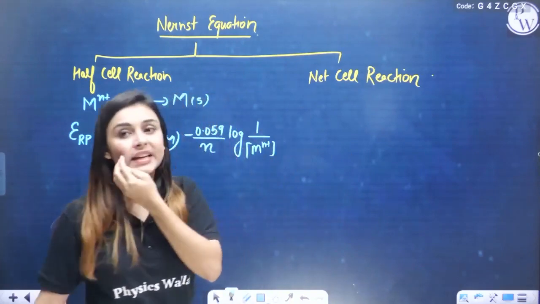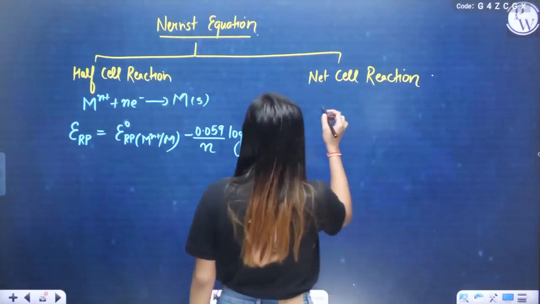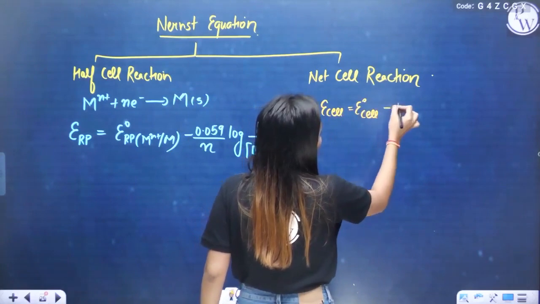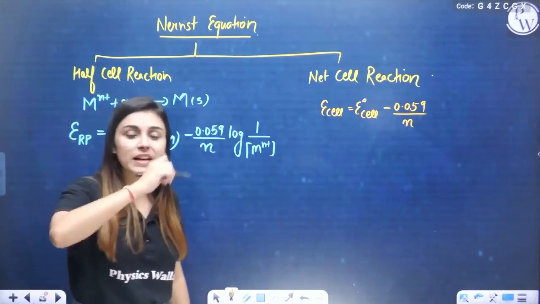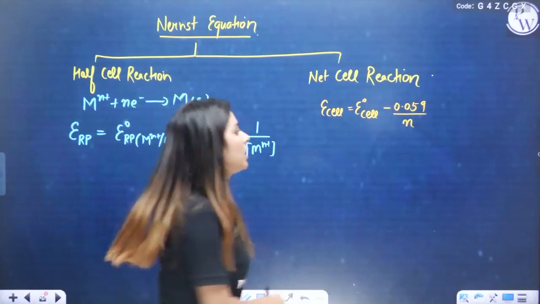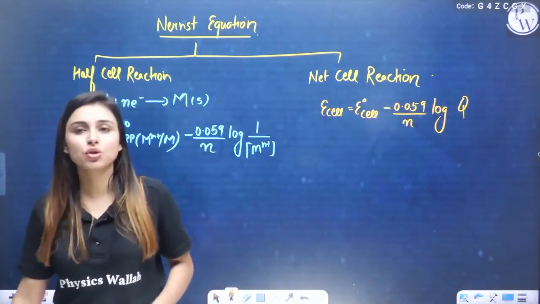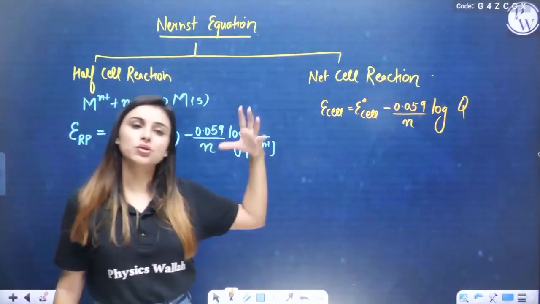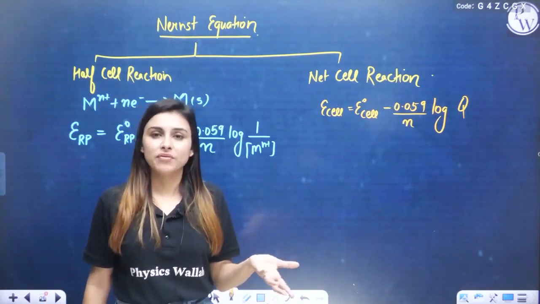Now let's talk about a net cell reaction. If you have a net cell reaction, then E of cell will be equal to E naught of cell minus 0.059 upon n, the total moles of electrons that were exchanged. The electrons which you will cancel out, those will be the number of electrons that have been exchanged, and then log Q, where Q is your reaction quotient. So this is how you can apply the Nernst equation on both half cell as well as net cell reactions, and you can calculate the EMF of the cells.